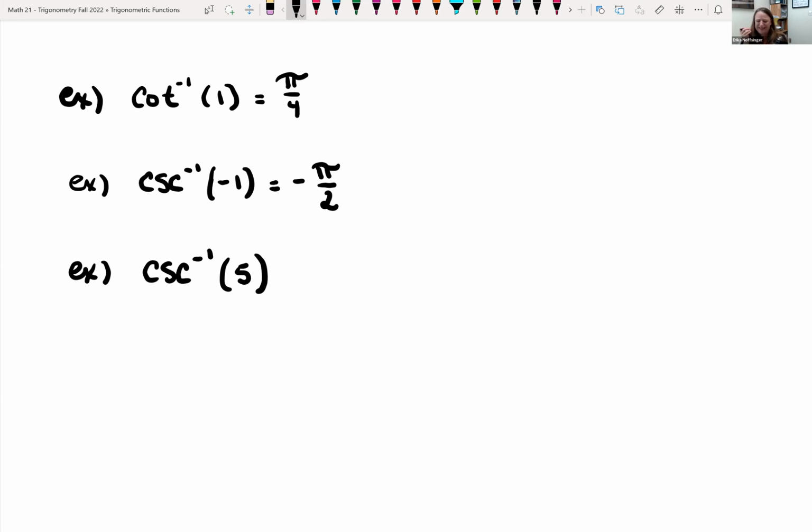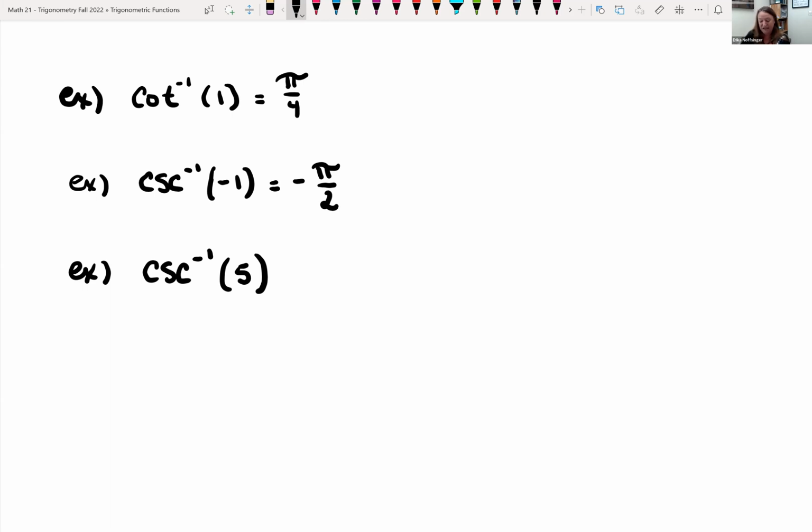Well, I don't know what angle cosecant would give me back 5. And so this is where we want to use the calculator. The problem is that our calculators only have the inverse function for cosine, sine, and tangent. And so I can't just go ahead and plug this right into the calculator. And so let's rewrite this a little bit.